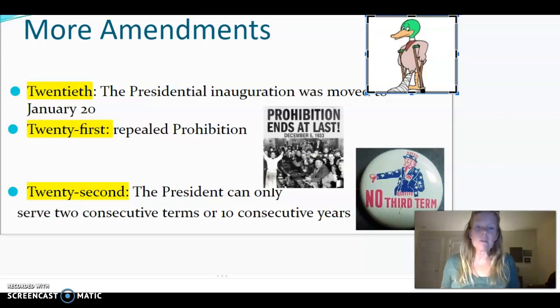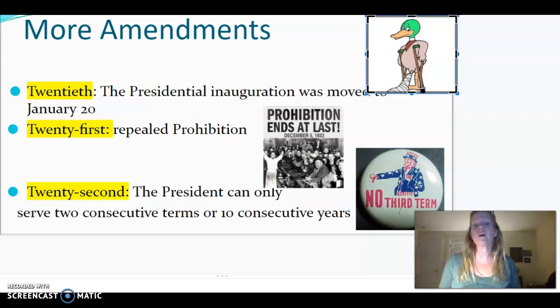The 22nd Amendment: the president can only serve 2 consecutive terms or 10 consecutive years. This actually happens after Franklin Roosevelt was president. Remember, this was our one president elected 4 times. Very widely loved, but after he's out of office, the general sentiment becomes, as you know, we're always worried about tyranny and presidents never leaving office. So an amendment is passed that says a president can only serve 2 consecutive terms.